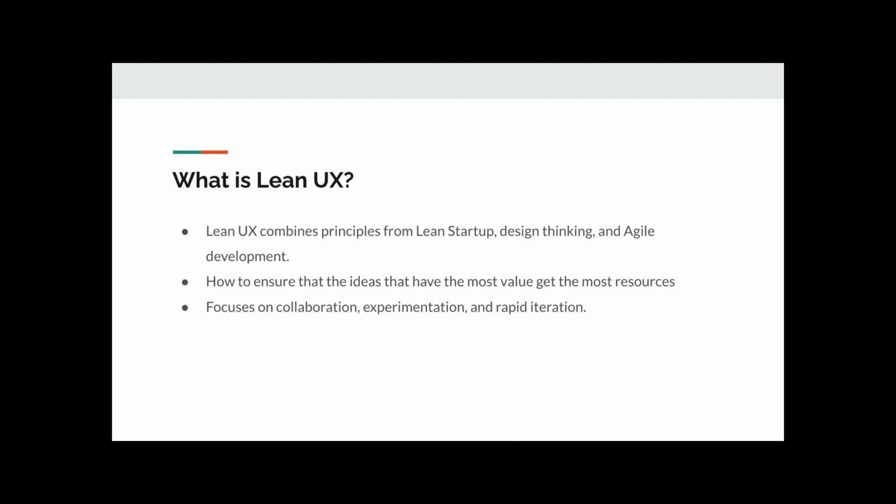Because when you build a website for a community, the most important thing is a community forum or dedicated groups, right? So that's what lean startup focuses on: building the most valuable thing and assigning it the most resources so that you can build it faster, right? And then when you do that, you have to focus on collaboration, experimentation, and rapid iteration. These are the most important things in an agile methodology that will help you ship the most important and the right thing to the customers, right? And that's what Lean UX is all about.